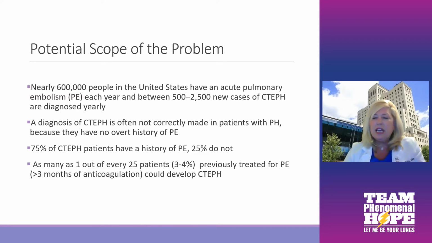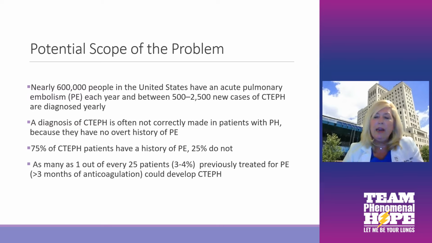A diagnosis of CTEPH is often not correctly made in patients with PH because they have no overt history of PE. Actually, 75% of CTEPH patients have a history of PE, but a quarter of them do not. So you can imagine how difficult the diagnosis is for those 25% of the patients who don't have a provocative clot, who don't have a history of a clot, so that the provider can actually start to think about what's causing this patient's symptoms. So those 25% of patients, it's very, very difficult to make the diagnosis correctly.